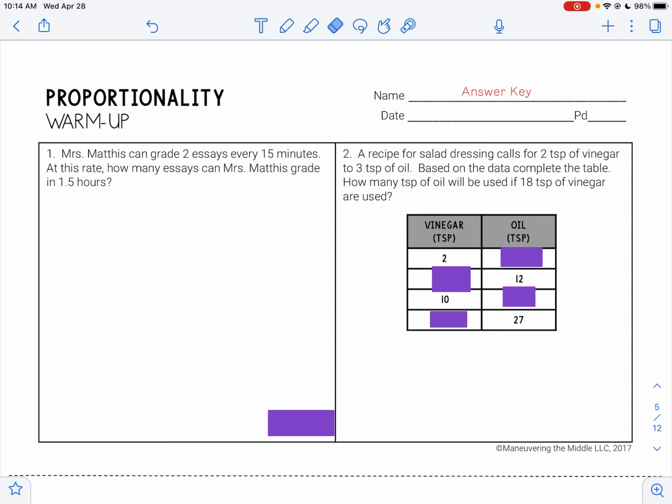To start off, we're going to go over the warm-up. Proportionality, so what we covered yesterday is obviously the warm-up we're doing today. So let's go ahead and get started.